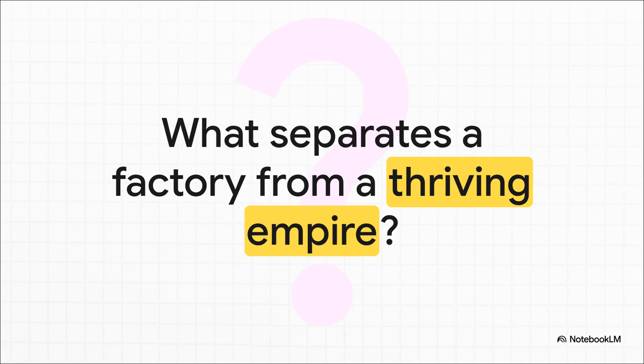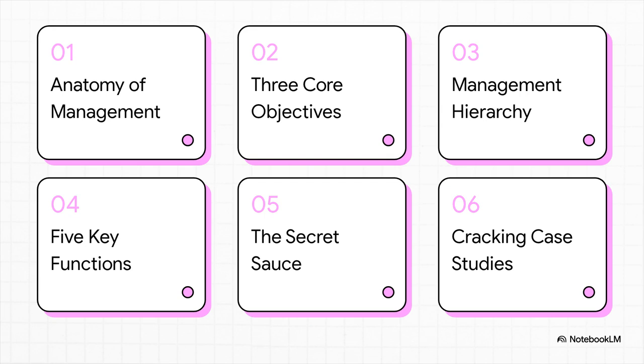Have you ever wondered what really separates a chaotic, completely failing factory from a thriving global empire? It's super easy to assume it's just luck, or maybe they just have a better product. But honestly, the truth is it's the invisible engine operating behind the scenes, and that engine is management. Without it, even the absolute best resources go to waste, and your whole operation basically turns into a very, very expensive circus.